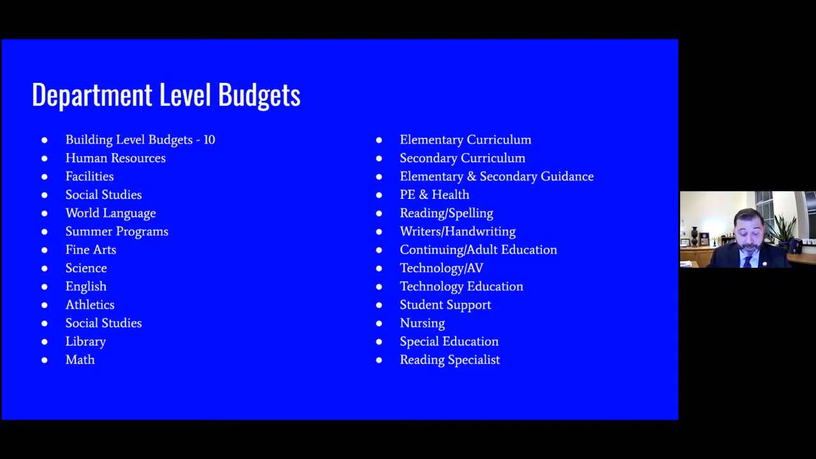There are 39 department level budgets, and most budget managers have multiple responsibilities. So I meet with principals, or they meet with their department heads and principals and then work on their building budgets, and then work through all these different departments to ensure that we're getting them the consumable supplies and equipment they need to educate our children appropriately.